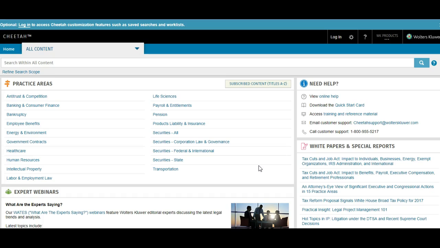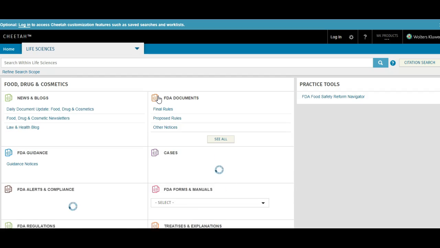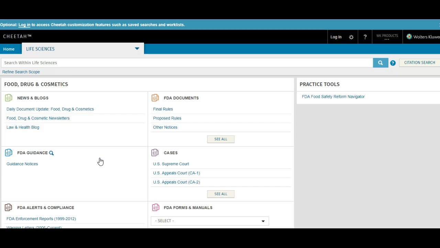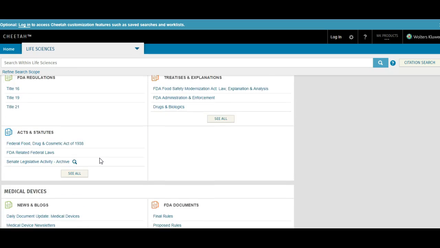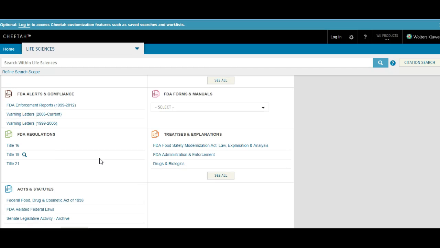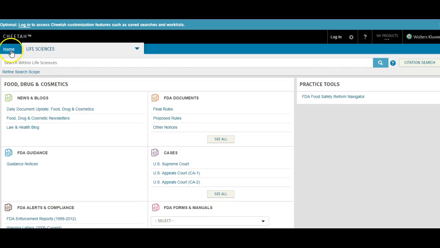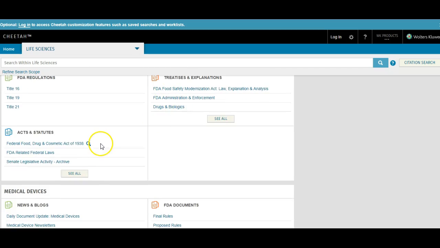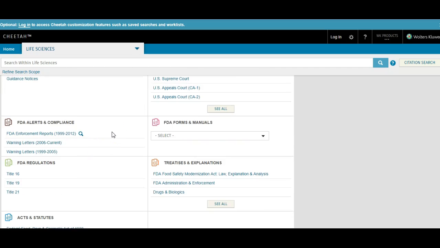where everything is. So for instance, the food and drug is under life sciences. It took me a while to find that. I haven't gotten to know this new platform yet, but it takes me a little while to find stuff on it. So you can see here, food, drug, and cosmetics. And as I said, it looks a little cleaner and more modern. Here's some treatises. If that makes more sense to you, then by all means use that.